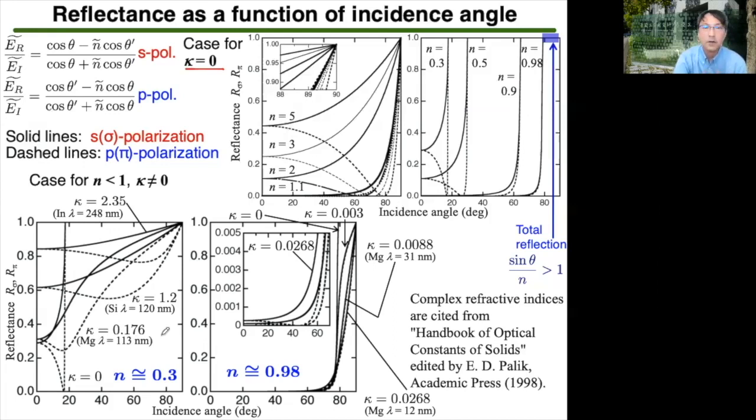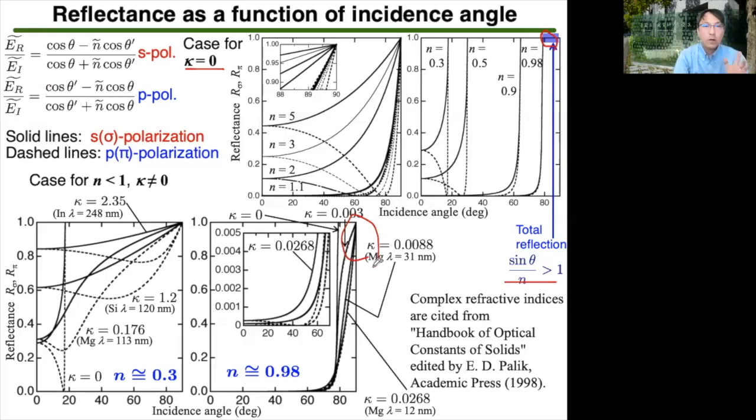Another characteristic phenomenon at n less than 1 is total reflection. This happens when there is no solution for the refraction angle theta prime in Snell's law, where sine theta over n is larger than 1. In this situation with kappa of 0, the light cannot go into the solid and all components of the light are reflected. When kappa is finite, some portion of the incident light is absorbed on the solid surface, but still the reflectance becomes larger, as shown here.